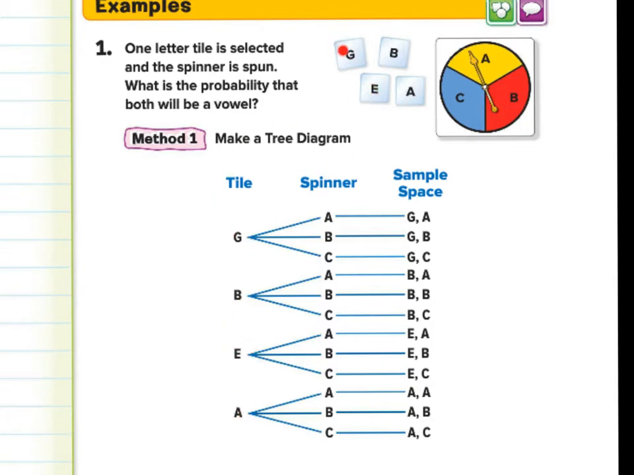For each one of these tiles, I have the probability of getting any of the three spinner letters. So I can get the combinations GA, GB, GC, BA, BB, BC, EA, EB, EC, AA, AB, AC, correct? So my sample space has all the probable outcomes. And we've learned this already, where you use the fundamental counting principle and multiply the first times the second. So here we have 4 times 3, which is 12.